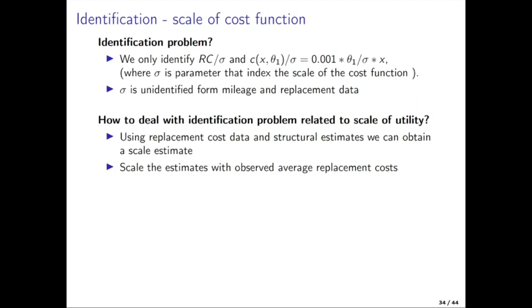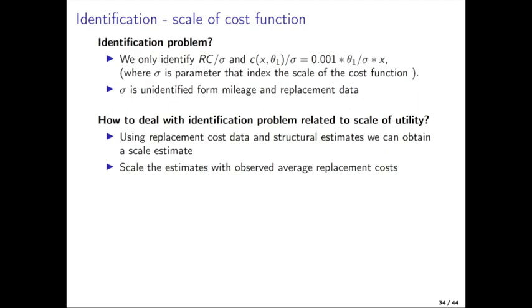Okay, so there's some issues here about normalization, which is general to discrete choice models. We can identify only the parameters relative to the scale of the error term. So let's call that sigma here. What we identify is RC divided by sigma, and the same thing with the cost function relative to this parameter sigma. If you do that math, you get something like theta 1 divided by sigma. That's what your cost function would be scaled by.